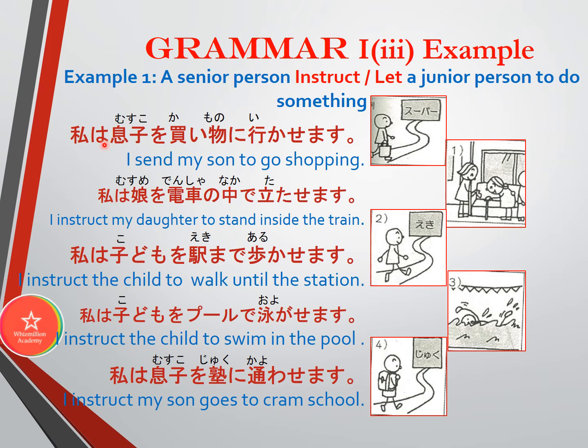Okay, notice in all the 5 sentences, the verbs are intransitive verbs: ikasemasu, tachimasu, arukimasu, oyogimasu, kayoimasu. These are all intransitive verbs. Therefore, the particle attached to the person receiving this instruction is o. O and o here. Kodomo o, musuko o.